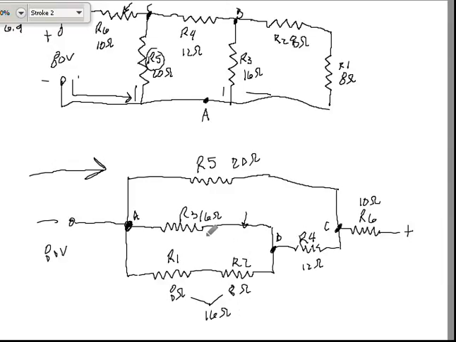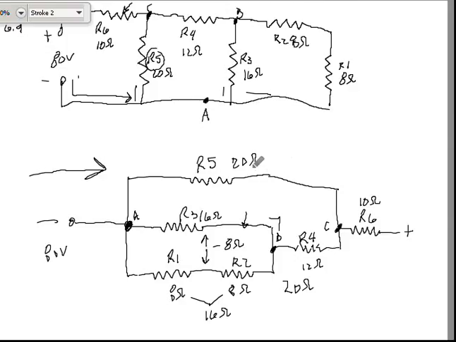They are in parallel with R3, which is also 16 ohms. So I happen to have 2 branches, value of 16 ohms, which these 2 branches together are going to be an equivalent of 8 ohms. This 8 ohm bank is in series with a 12 ohm resistor. So this bank and this series resistor is going to come up to 20 ohms.